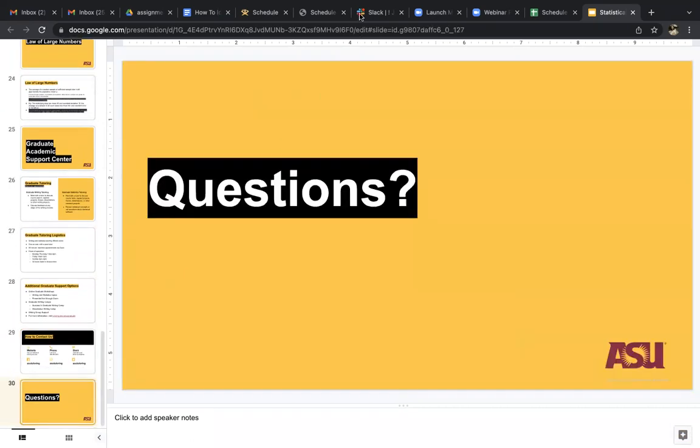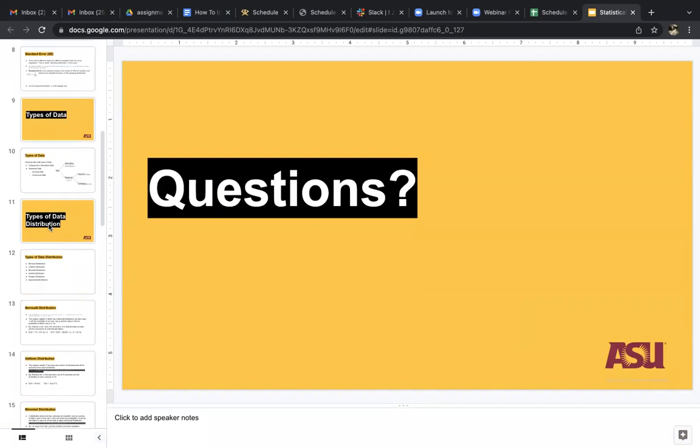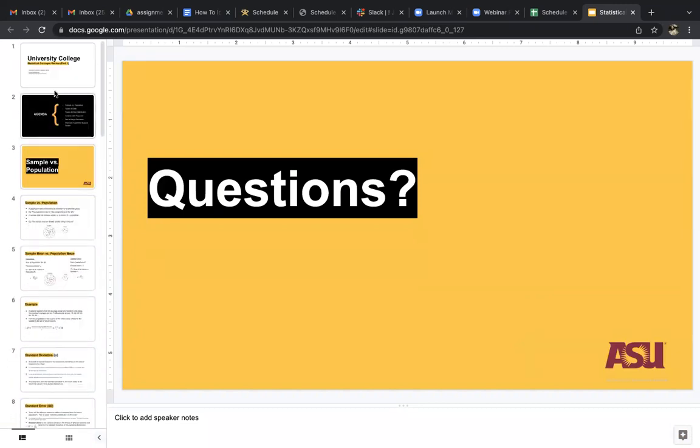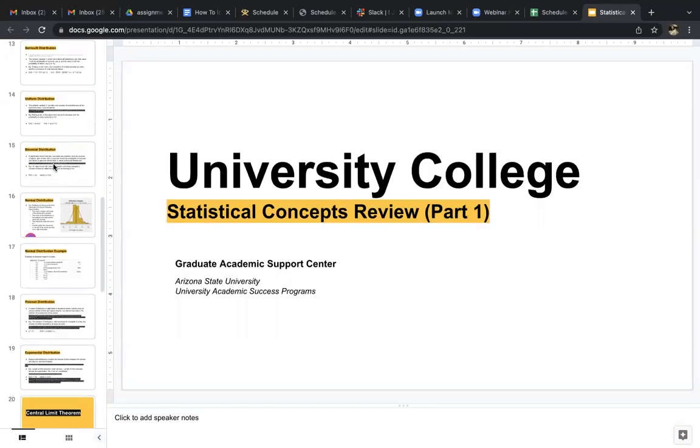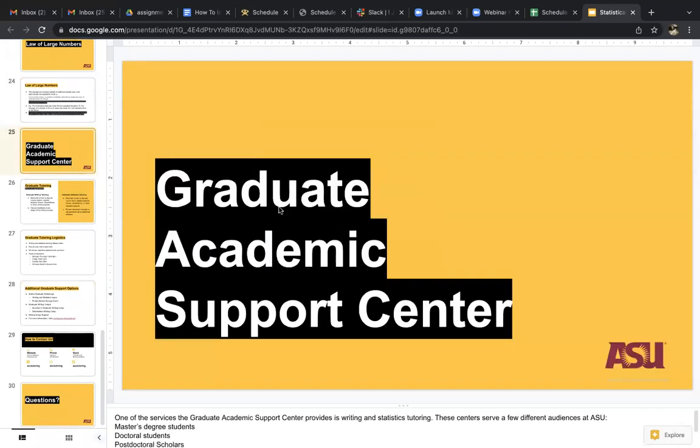Yeah. Swarali, if you wouldn't mind going back up to where it says Grad Academic Support Center at the bottom. Yep, first line.